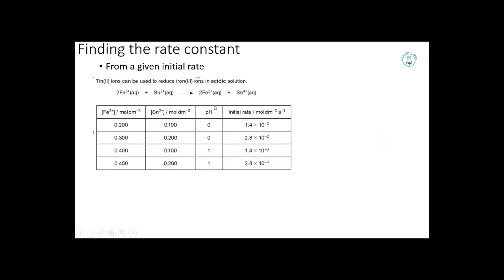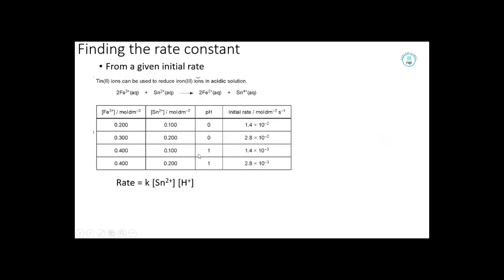Now we're going to very quickly look at finding what's called the rate constant. Just like order, you can't find a rate constant from any method other than looking at experimental data. You can use what's called the Arrhenius equation, which we'll come on to later, a very challenging bit of maths. But the easiest way to find a rate constant is by looking at some initial rate data.